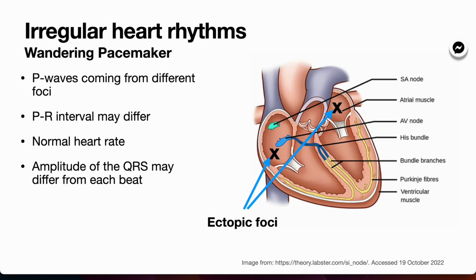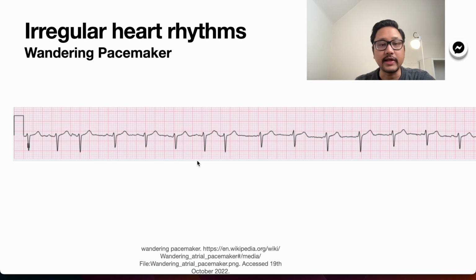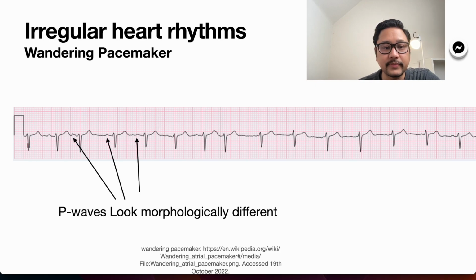Okay, so we call this abnormal generation of P waves the ectopic focus. In a wandering pacemaker, you can see, I think this is a 6-second strip, that the heart rate is about 100, but it is irregular. But you can see P waves.